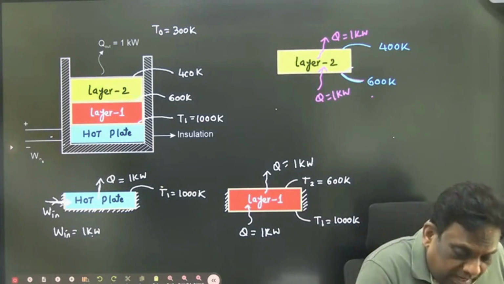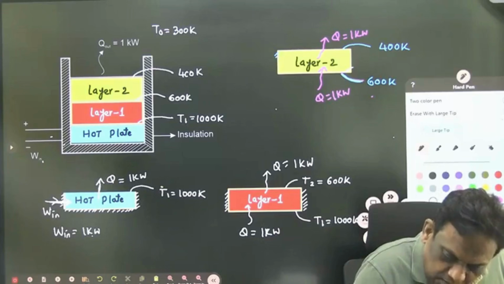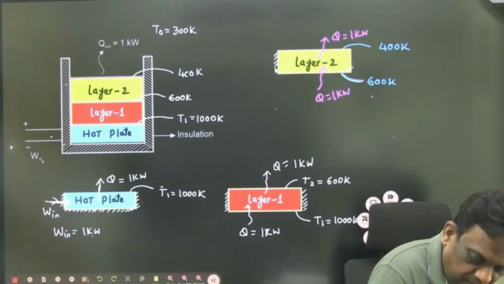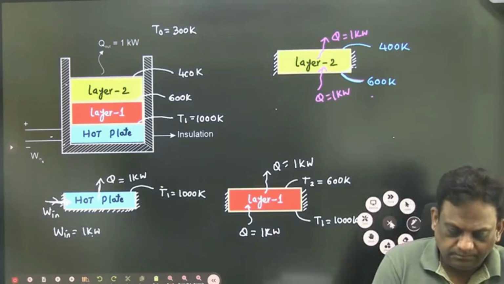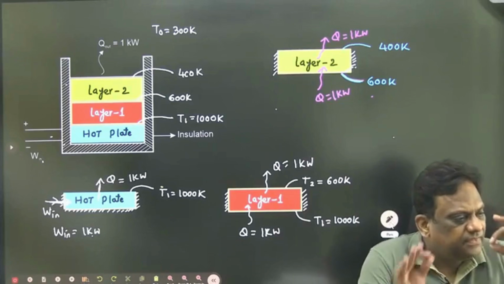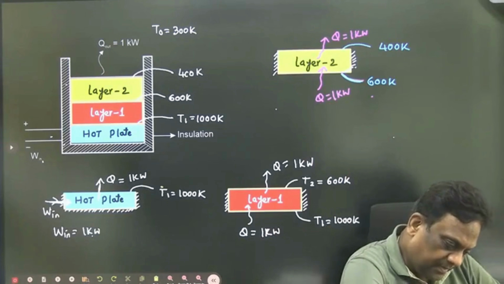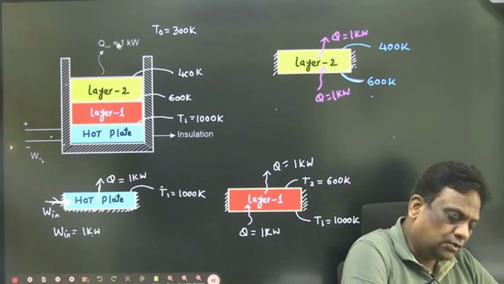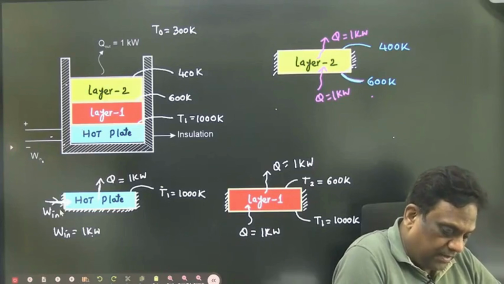And you forgot one thing, sir, this side is insulated. You should not forget, because the left and right are insulated. Wonderful, sir. If this is clear up to here, I will proceed. Whatever comes in has to go out, because it is steady state. So if the leaving is 1, entering should be 1. So the work input is 1.